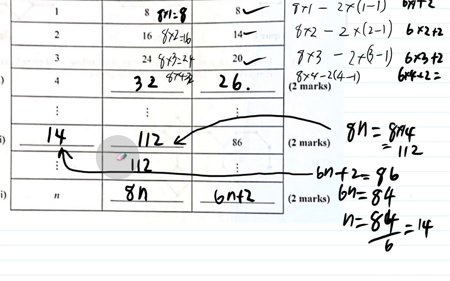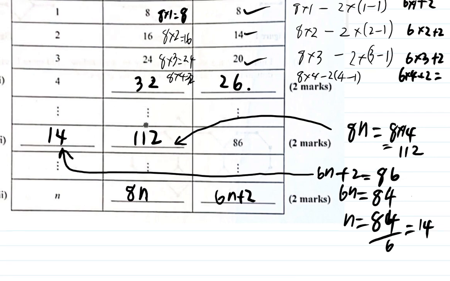Alright? Oh, 112. I wrote down the thing in the wrong place. Alright, let me redo that. It would be 112 that would come here. You see that? So we have the table filled out.